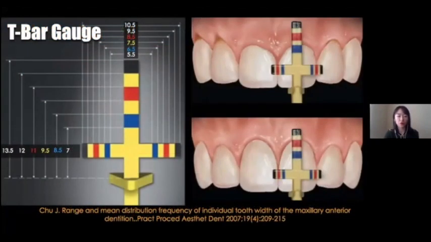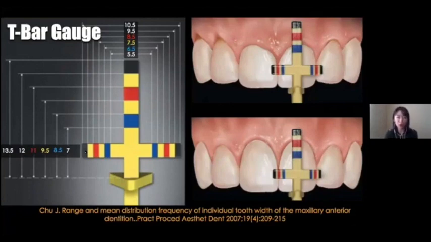And Dr. Chu also invented this Chu gauge, which is called the T-bar. As you can see, he already put these numbers into the T-bar, and the ratio of this T-bar is around 78%.